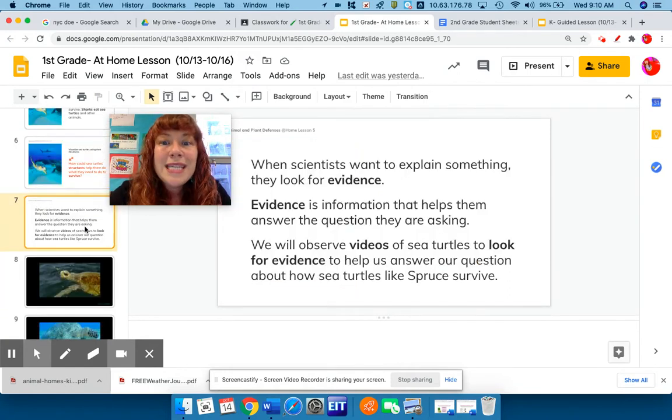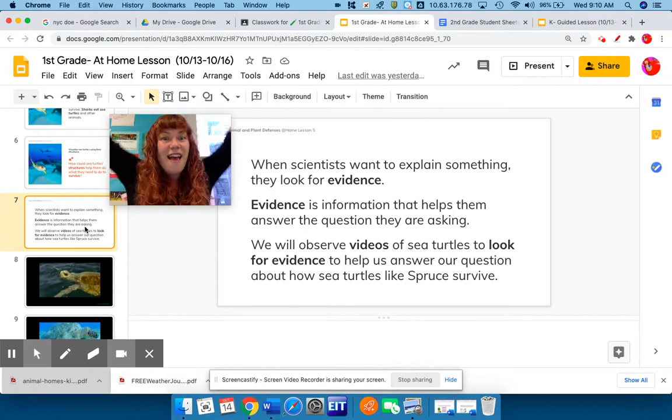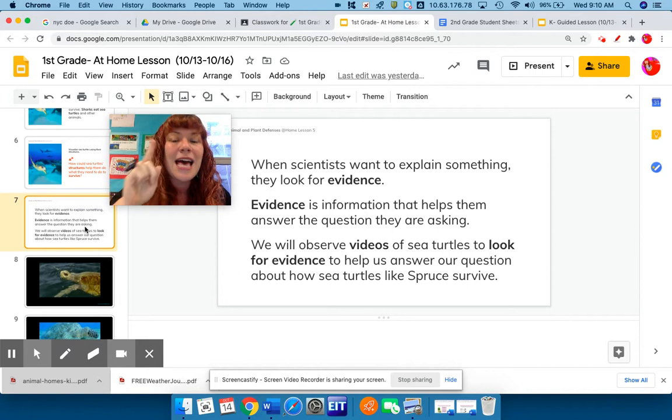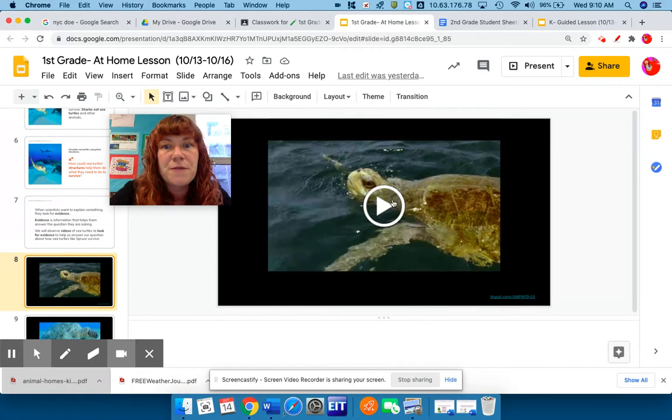Okay, when scientists want to explain something, we use what we know, but we also have to observe films, we have to read, we sometimes do projects and investigations, and we draw and we write what we observe. We need evidence. I want you to say that. We need evidence. Evidence is proof or information that helps us back up and make a strong answer for the question that we're asking. Let's observe some videos of sea turtles to look for evidence that helps us answer the question about how sea turtles like Spruce survive. Here's the first video.